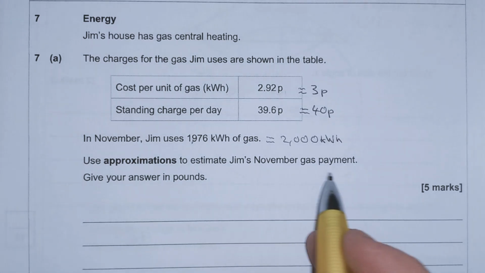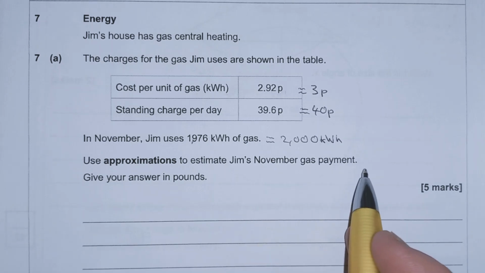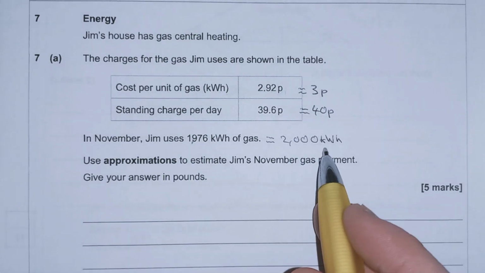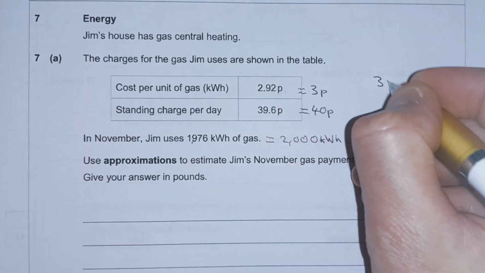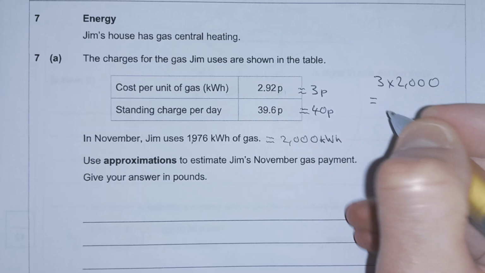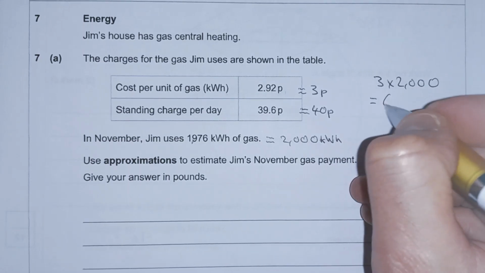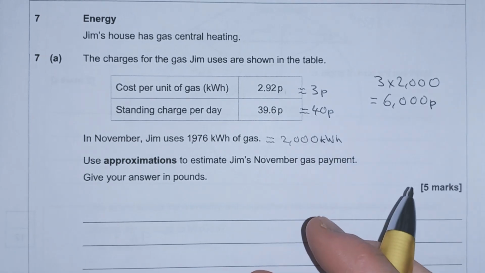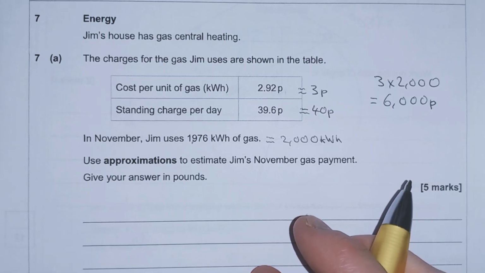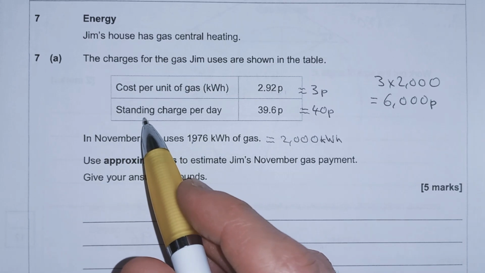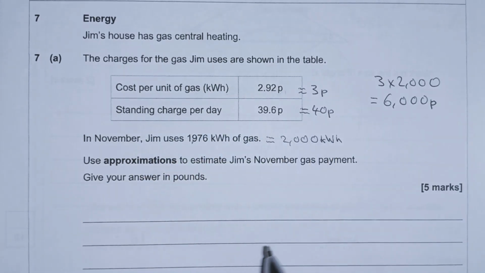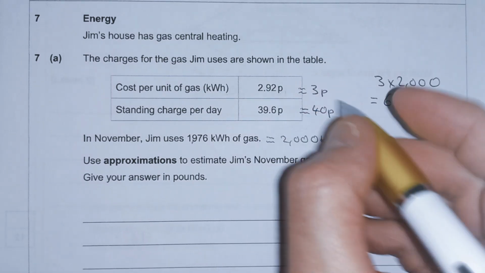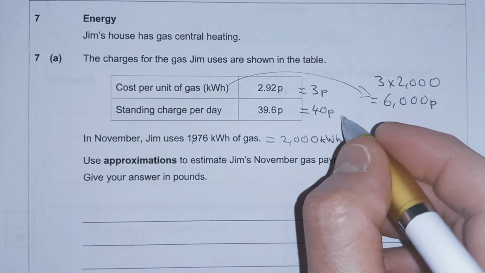We wanted to estimate his November gas payment. Well, it's 3p per unit of gas in kilowatt hours, and he uses 2,000 kilowatt hours. So we want 3 times 2,000. I don't need to use my calculator for this. 3 times 2 is 6, and then just put the zeros on. That is in pence. As well as that, we've got to put in the standing charge per day, which is 40p.